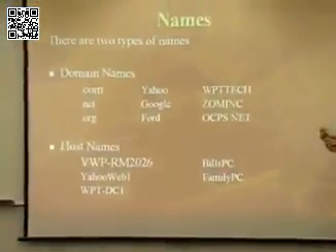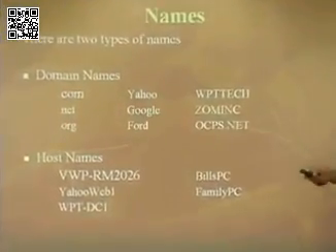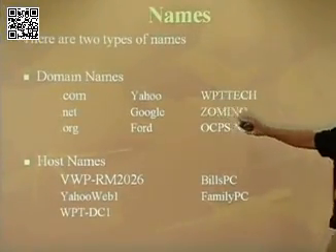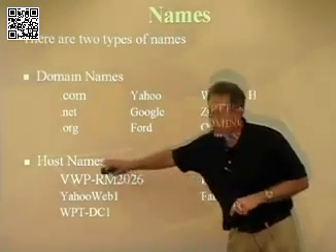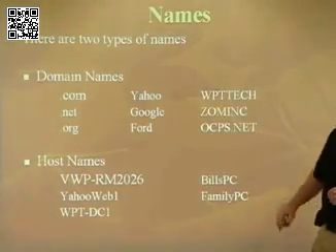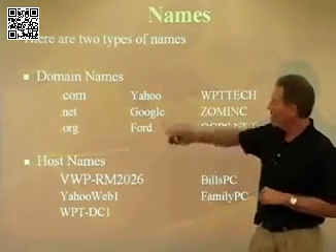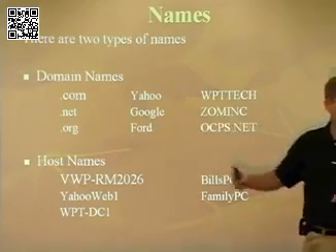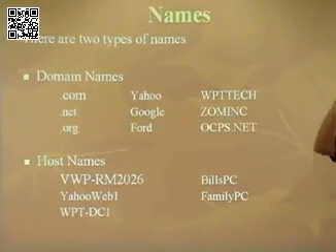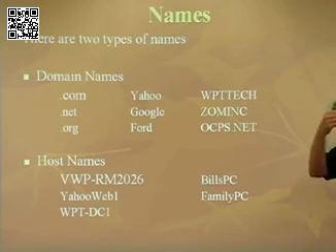Now, there's two different kinds of names when we're talking about names. There's domain names, and then there's host names. Domain names are things like com, net, and org. Yahoo's a domain name. Google's a domain name. A lot of people don't know that yahoo and com, in yahoo.com, are two separate domain names.